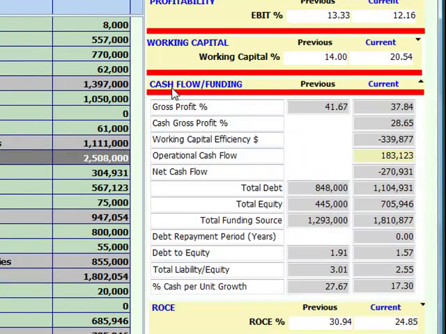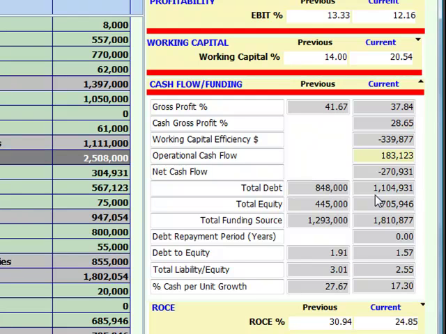So we'll move into our cash flow funding environment, and the first thing we notice is the total of our short-term and long-term debt amounts to $848,000 in the previous period, and in the current period obviously our total debt has increased to over 1.1 million, or if you want to, you could call it 1.1 billion, whichever way you want to look at it.